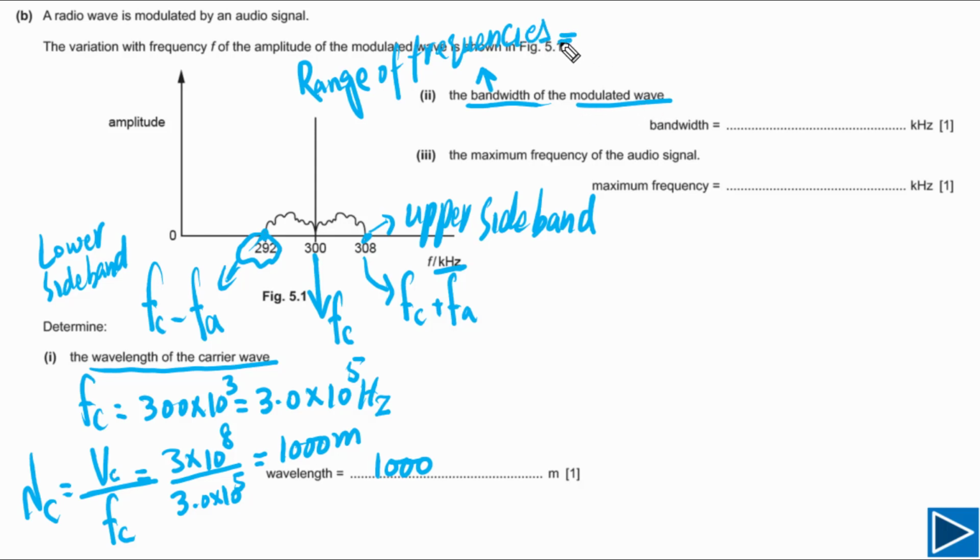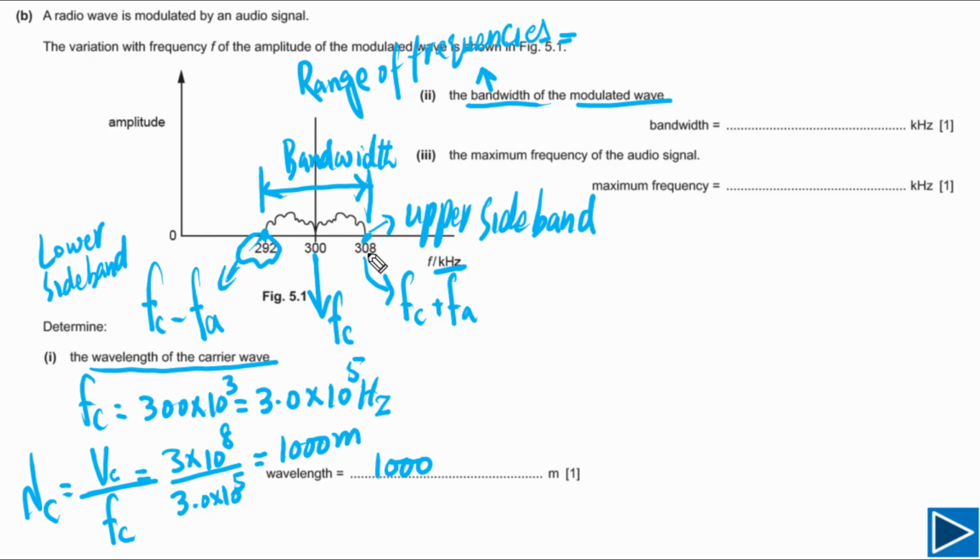So, a range of frequencies. Now the question is how we can find that range of frequencies. The range is the upper sideband minus the lower sideband. This range is called the bandwidth. So this is the bandwidth.